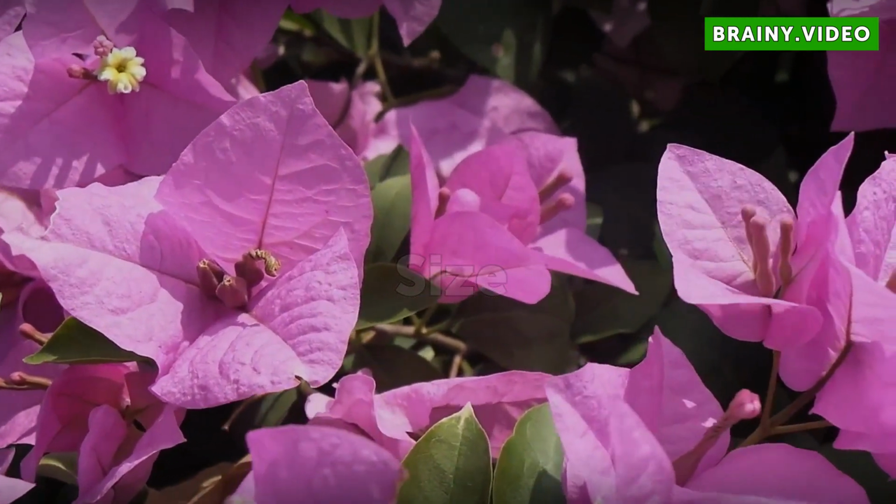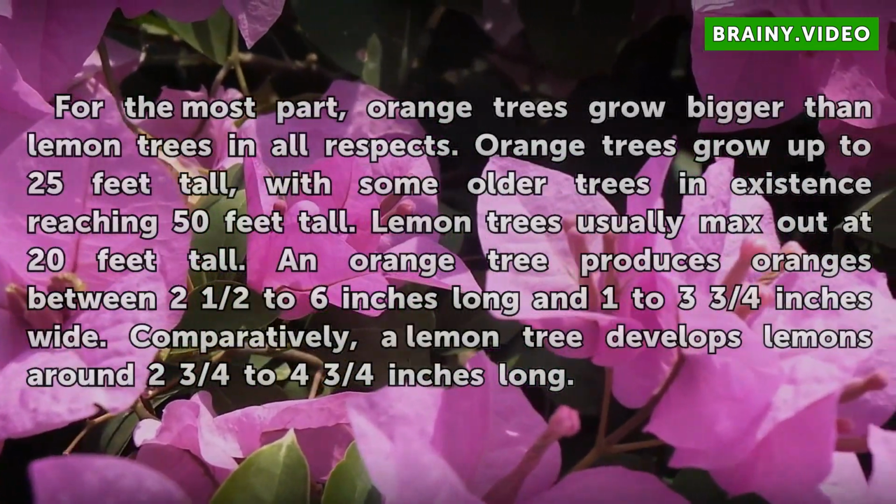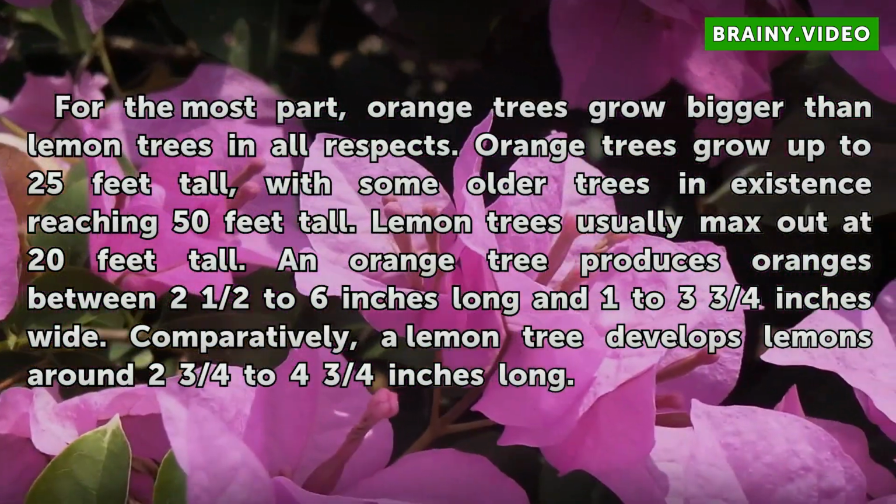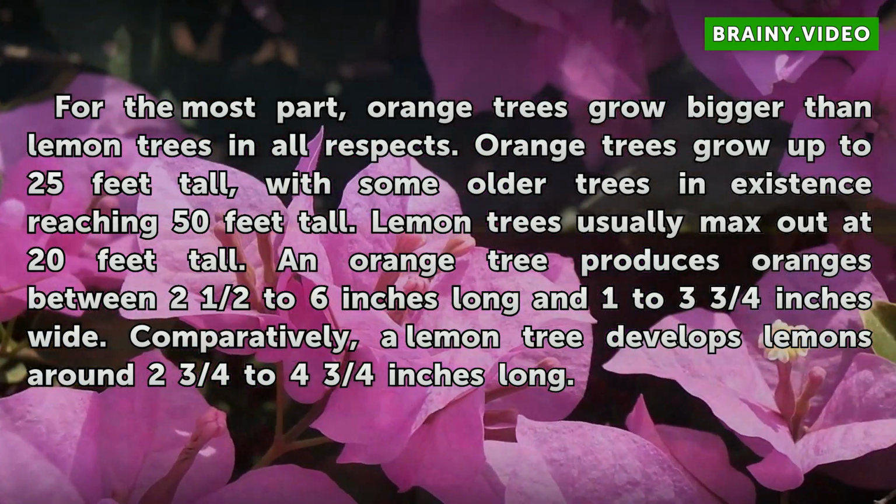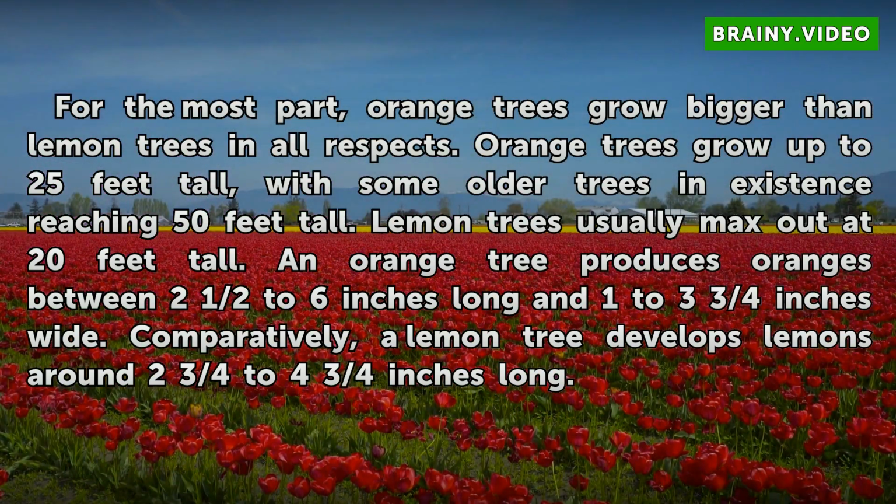Size. For the most part, orange trees grow bigger than lemon trees in all respects. Orange trees grow up to 25 feet tall, with some older trees in existence reaching 50 feet tall. Lemon trees usually max out at 20 feet tall.